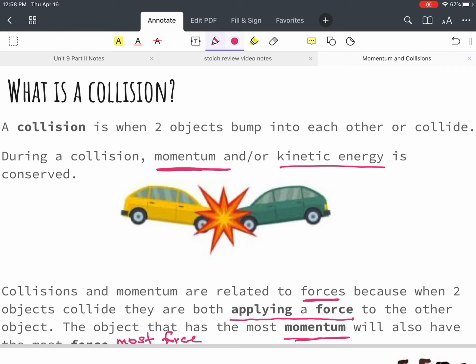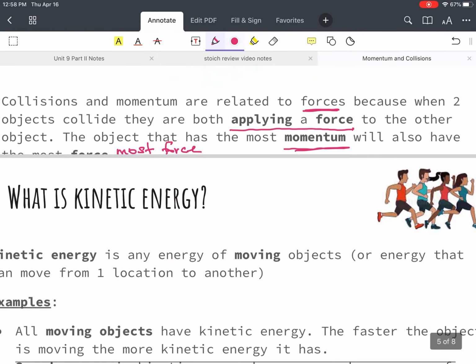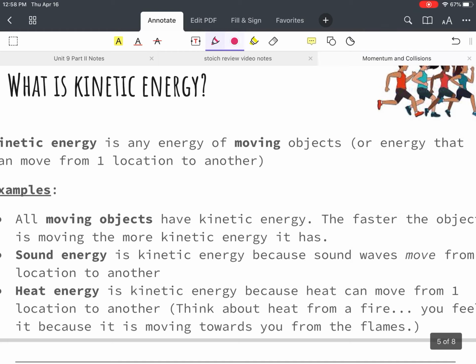Which makes sense. If you're thinking about our football players running down the field, whichever player has the most momentum is going to be the one that pushes through the line, right? Because they're applying the most force. So these two terms kind of go together.